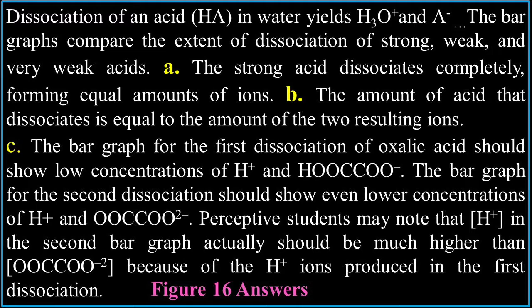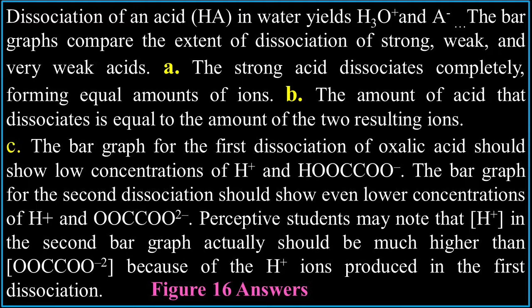And in C, apply concepts by drawing a bar graph for the dissociation of a weak diprotic acid, oxalic acid. Be sure to include the first and second dissociations. We would say the bar graph for the first dissociation of oxalic acid should show low concentrations of the H plus and the oxalate. The bar graph for the second dissociation, that should be bioxalate, should show even lower concentrations of the H plus and the oxalate or the anion.